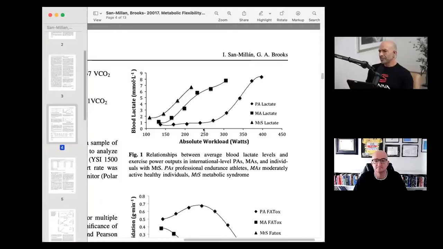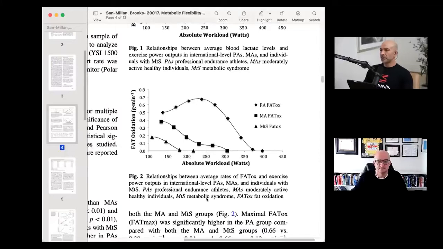Okay, let's look at the lower figure, figure 2, just beneath this. So here we're looking at the same group of individuals. We have the same independent variable, which is work, but now we're calculating fat oxidation as a function of that work. So now your dependent variable is fat oxidation, which again is very easy to calculate via indirect calorimetry. Two things stand out again. The first is the obvious, which is the fitter the individual, the higher their absolute capacity for fat oxidation.